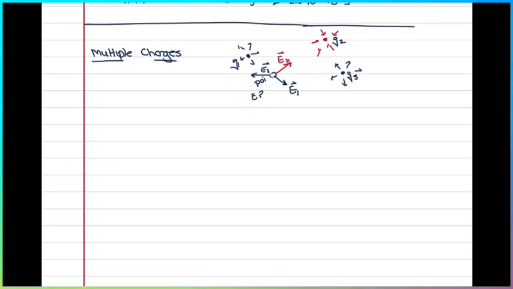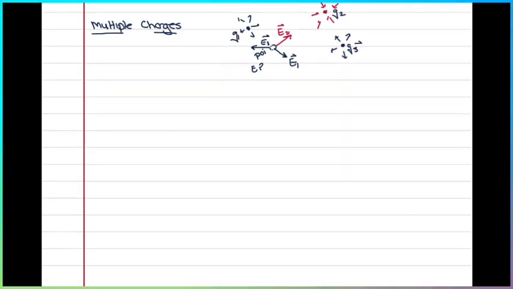You might ask, is the net electric field just the sum of these? And indeed, it is. But we can motivate why that should be the case. Essentially, we're saying that E obeys the superposition principle.